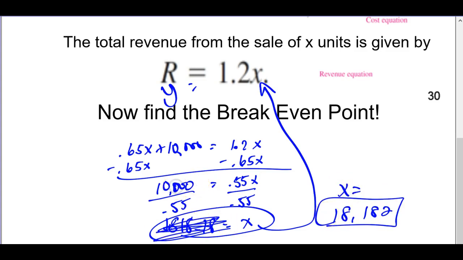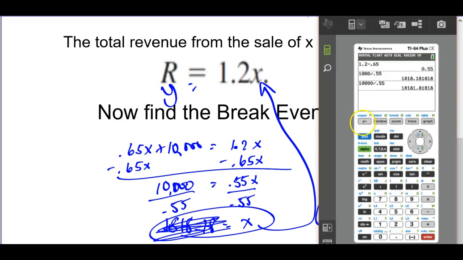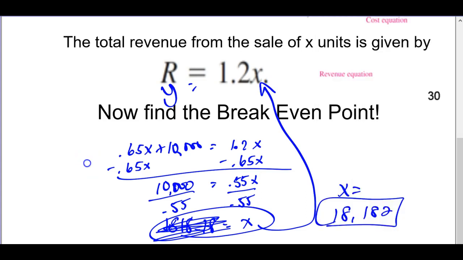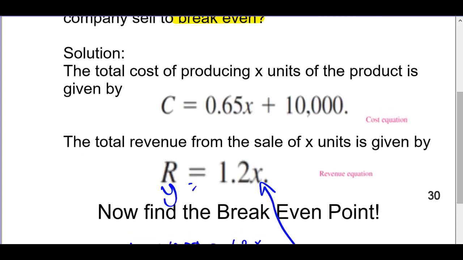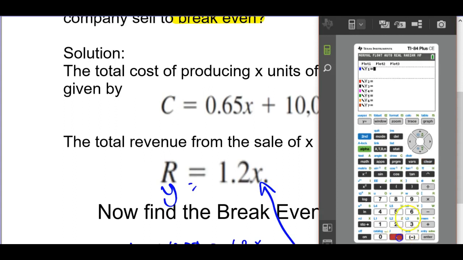Sorry, I didn't put enough zeros in my calculator. But speaking of the calculator, let's see if we can do this briefly. We'll let my y sub 1 be the first function, which was 0.65x plus the 10,000. Let's see if I can get enough zeros in there this time. And then y sub 2 is 1.2.